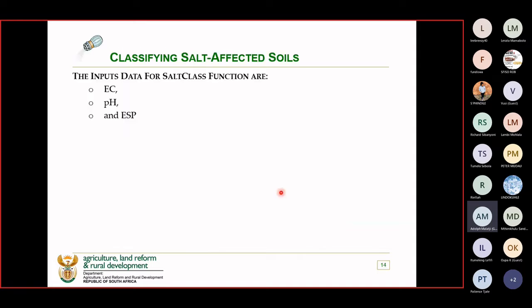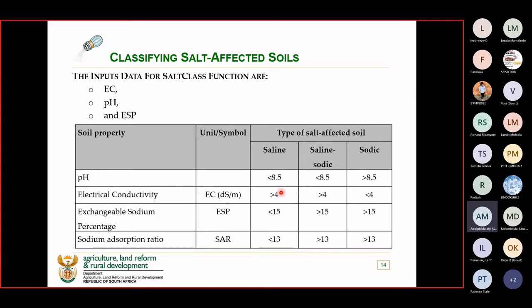And then we mapped them. Then we now have to say, okay, what is a saline soil? What is a saline sodic soil? What is a sodic soil? Looking at those three variables. Then other people, instead of exchangeable sodium percentage, they measure sodium adsorption ratio.